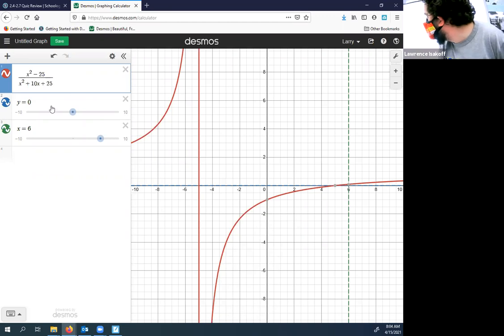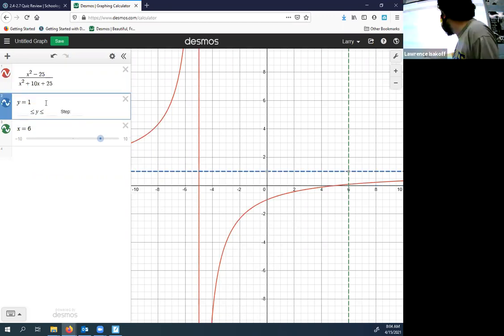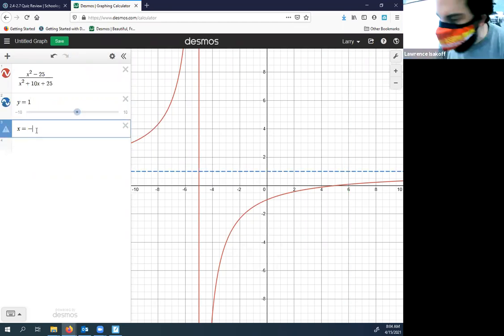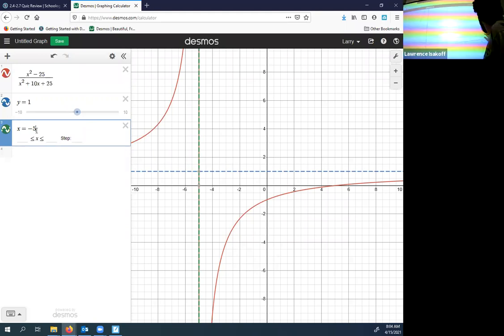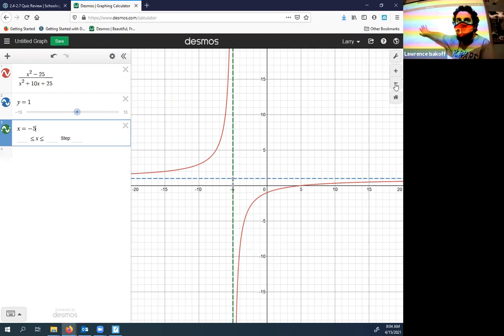So let's readjust these asymptotes to y equals 1. Okay, that looks good. And then this one to x equals -5. So again, as I zoom out, there we go. I get it up in this quadrant and down in this quadrant. So I want to be upper left and lower right.